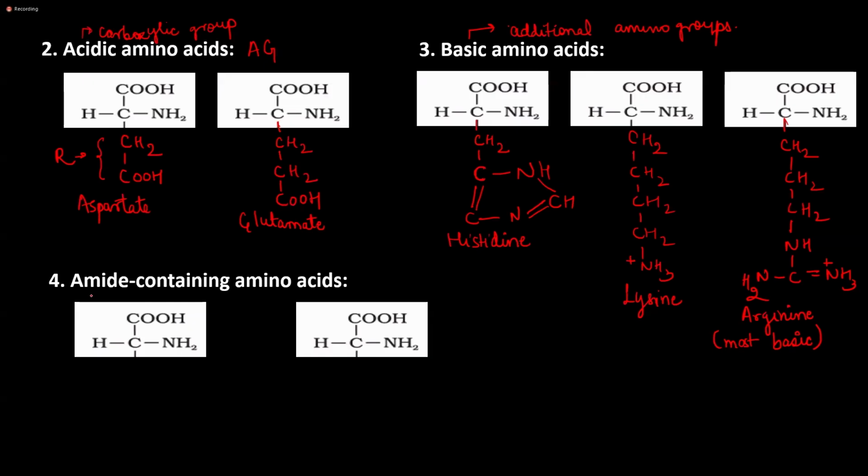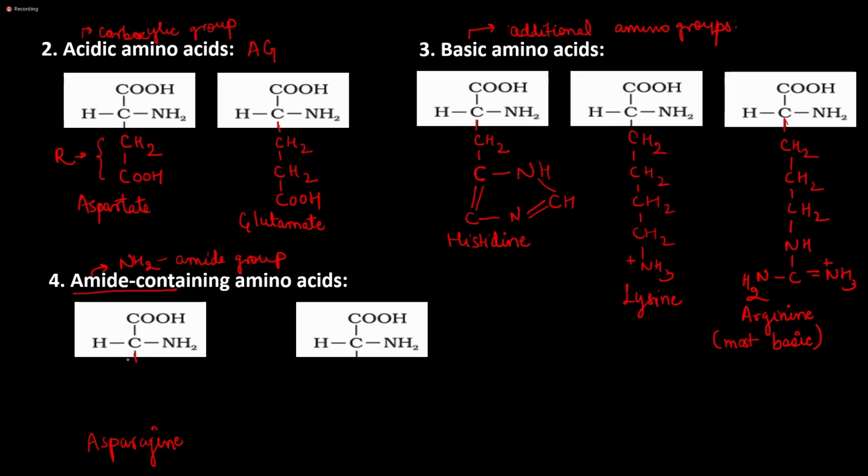Now the fourth type of amino acid based on the R group is amide containing amino acids. What are amide containing amino acids? They have an amide group. So this is the amide group. Now how to draw the structure? These amino acids are actually derivatives of the acidic amino acids. So if you remember the structure of the acidic amino acids, you can easily remember the structure of these amide containing amino acids. The first is a derivative of aspartate, and because of this reason it is known as asparagine.